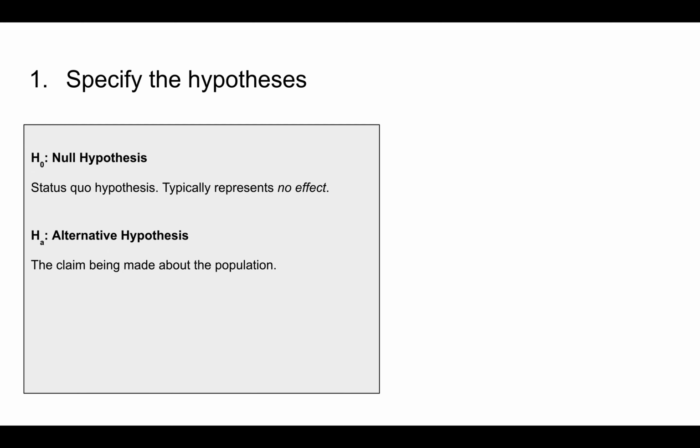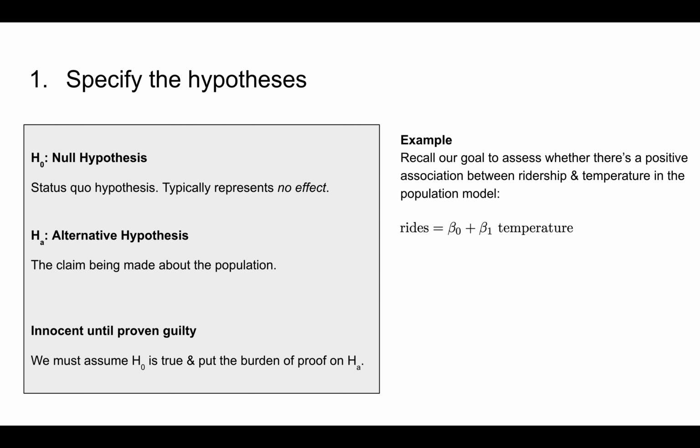Throughout the remaining steps of the hypothesis test, it's critical to consider that tests are like the justice system, operating under the idea of innocent until proven guilty. That is, we go forward in our analysis assuming that the status quo null hypothesis is true, and put the burden of proof on establishing the claim in the alternative hypothesis. As an example, recall our goal to assess whether there's a positive association between ridership and temperature in the population model.